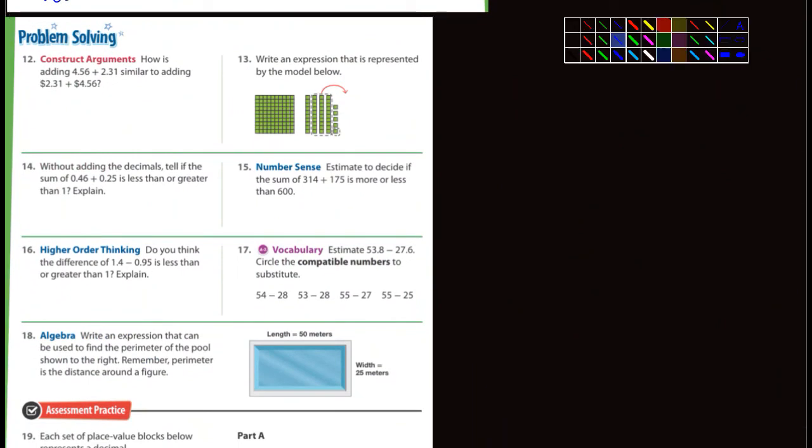How is adding 4.56 plus 2.31 similar to adding 2.31 plus 4.56? Well, in these two, there's a dollar sign, and in these two, there is not. So how are they similar? The mechanics are the same. The mechanics, or the rules, are the same.